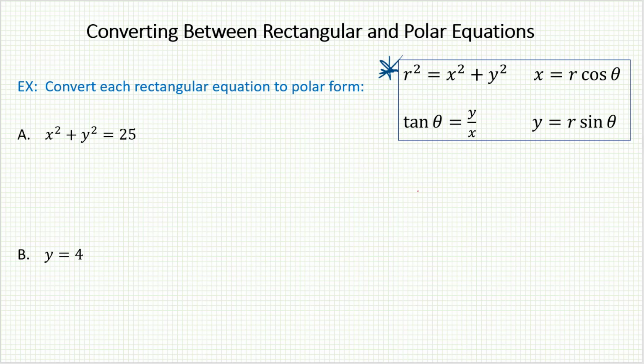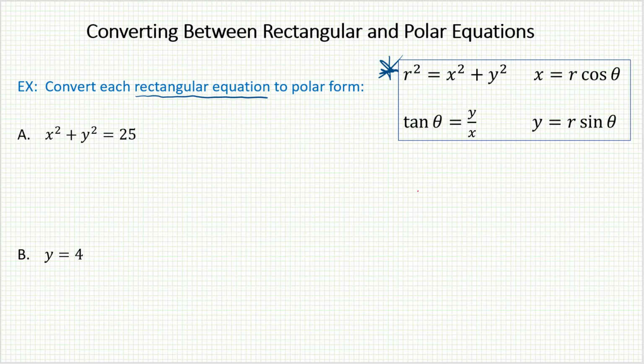Let's take a look. I've got a couple of rectangular equations here, xy equations, and I want to rewrite them in their equivalent polar form. In other words, I want to change to r and theta. It's all about using the relationships in that box. Letter A, x squared plus y squared equals 25.